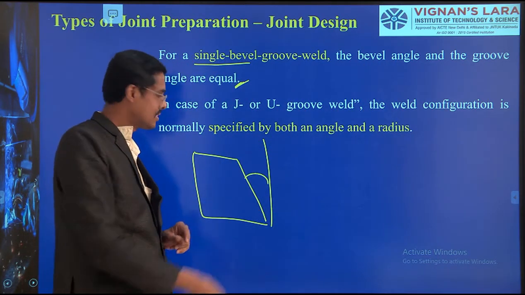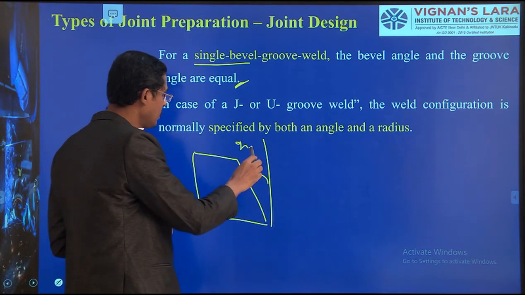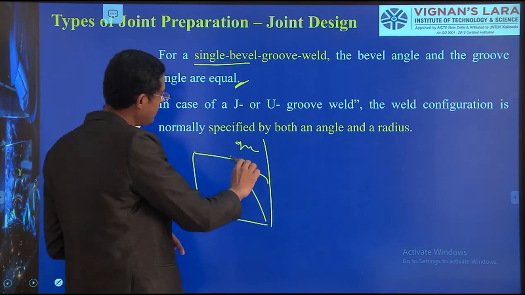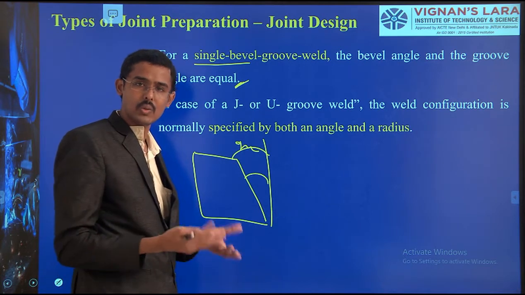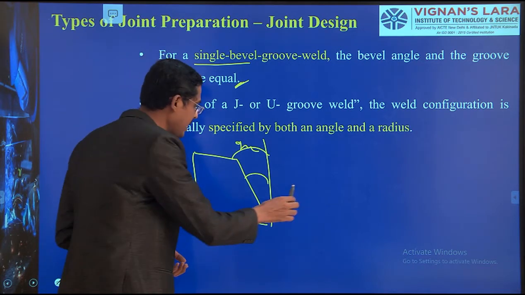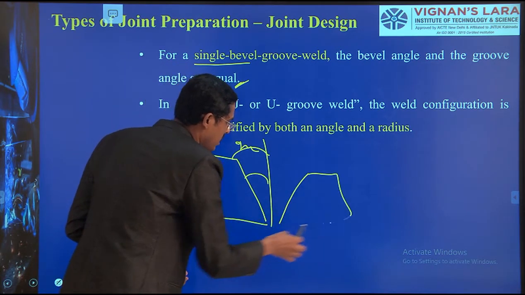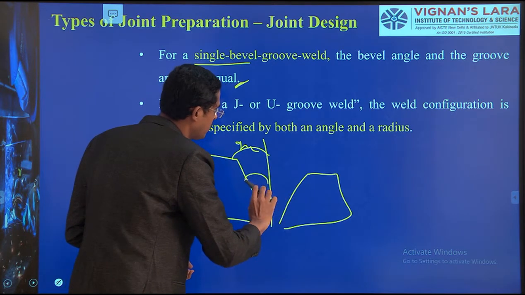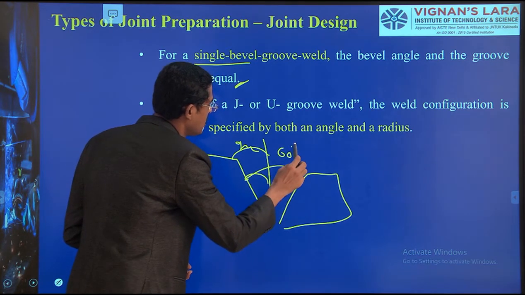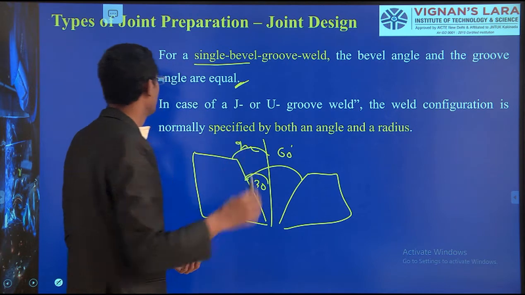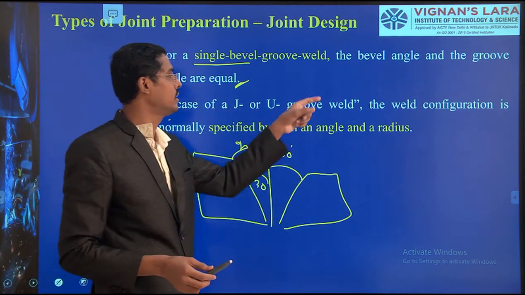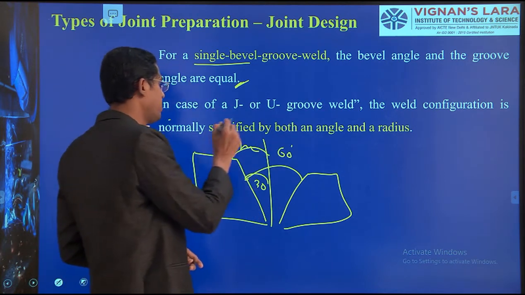Here the groove angle is the same. This is the groove angle. And for the single, the same thing again: bevel and groove angle are the same for single. But in case of double, it is 30 plus 30, it will become 60. This is 30.